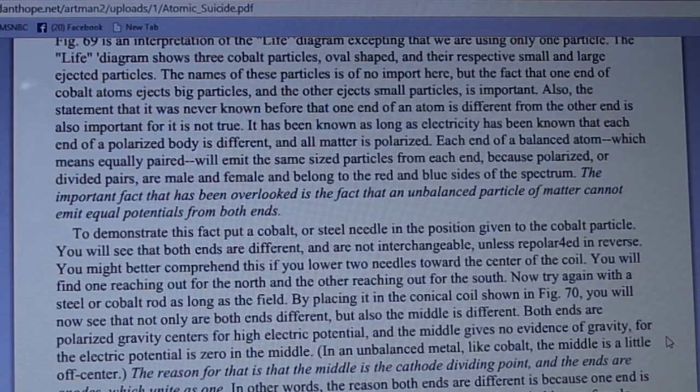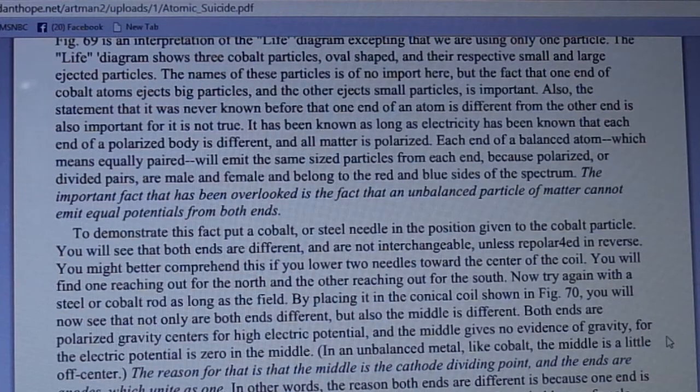Now try again with a steel or cobalt rod as long as the field. By placing it in the conical coil shown in Figure 70, you will now see that not only are both ends different, but also the middle is different. Both ends are polarized gravity centers for high electric potential, and the middle gives no evidence of gravity, for the electrical potential is zero in the middle.